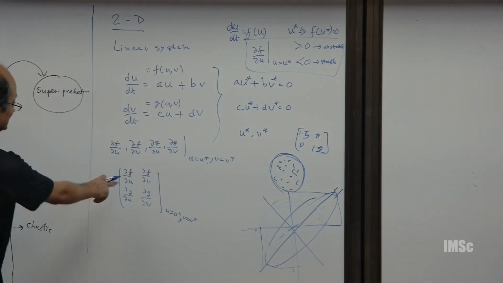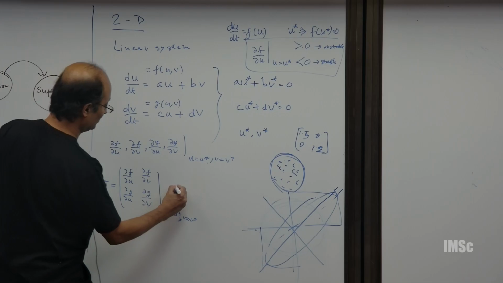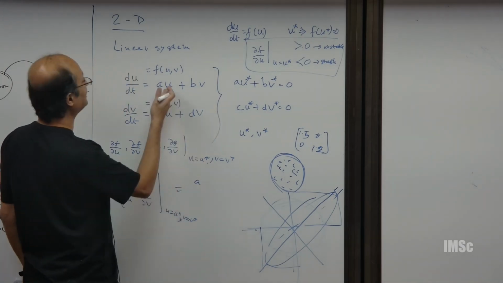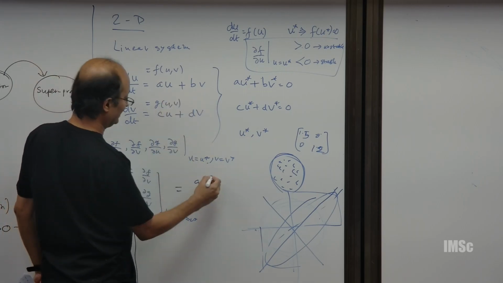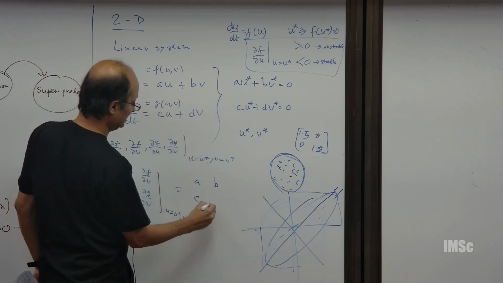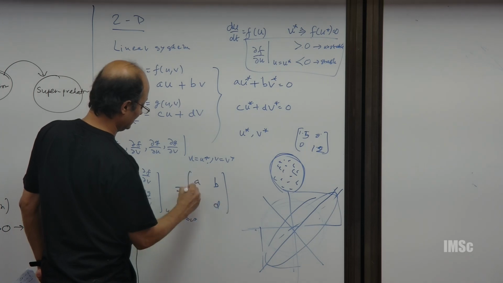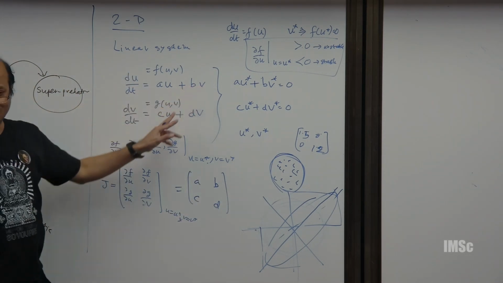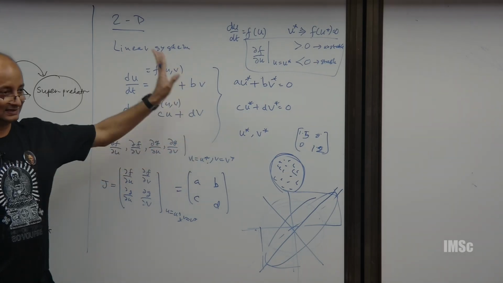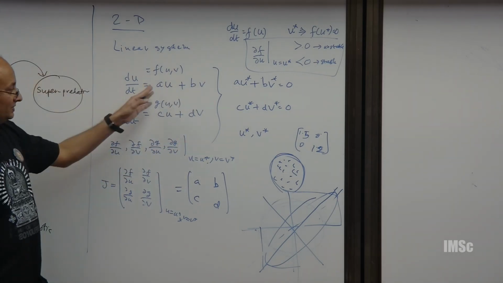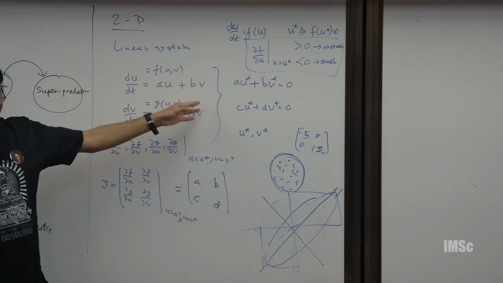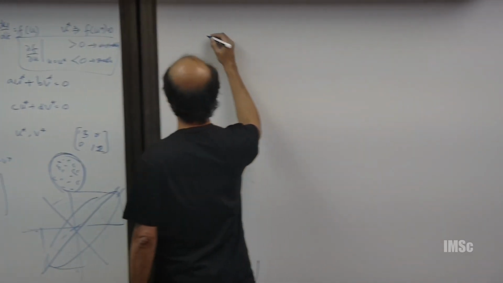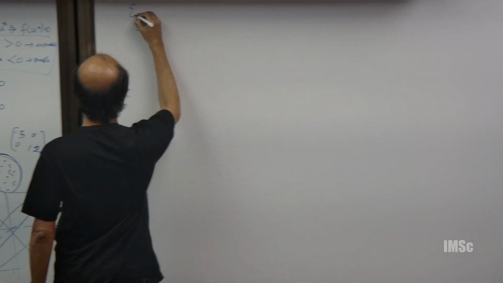Now let us come to this. Let us call them A, well actually we already know what they are. They are A, B, C and D. Since they do not depend on U star, V star, we know it is around 0, 0 that this is happening. So how do we find eigenvalues?